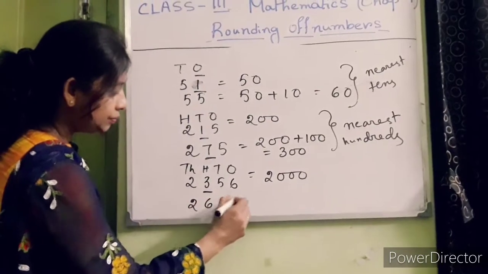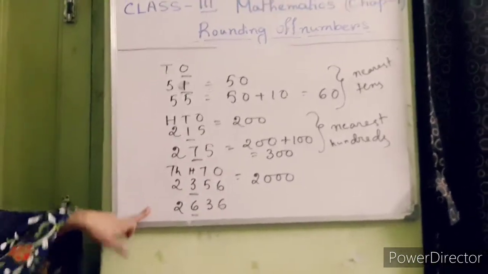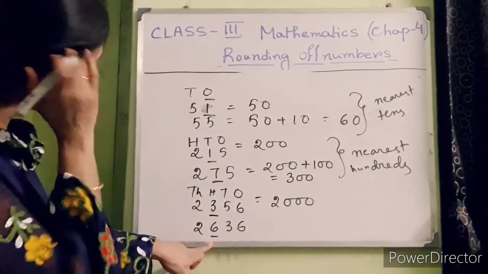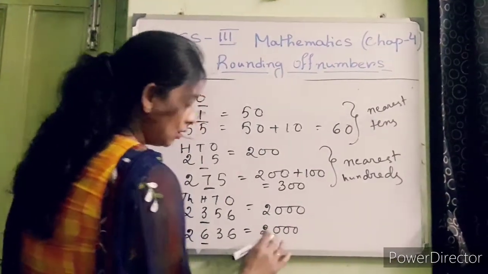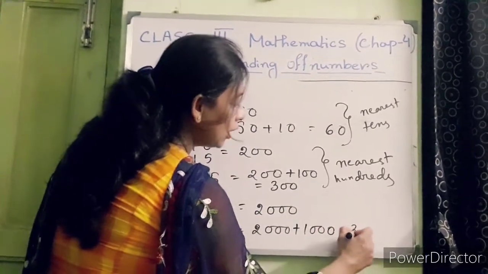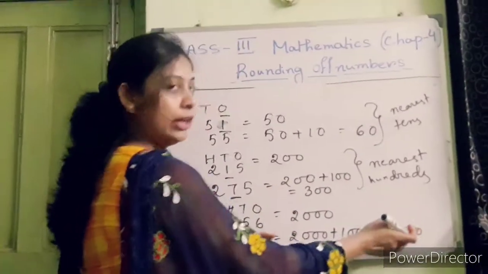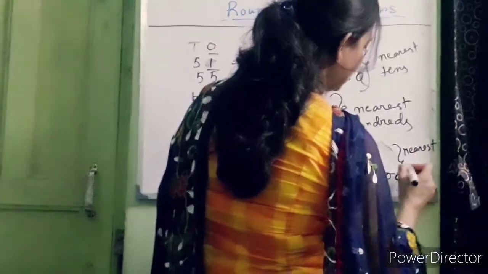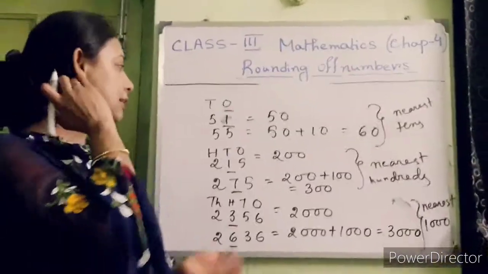Here, for rounding to the nearest 1000, you have to observe which digit is present in the 100 place. Here 6 is present in the 100 place. So it is more than 5. First you put 0 in the 100, tens and 1 place. After that you will add 1000 and you will get 3000, your answer for nearest 1000. Clear?